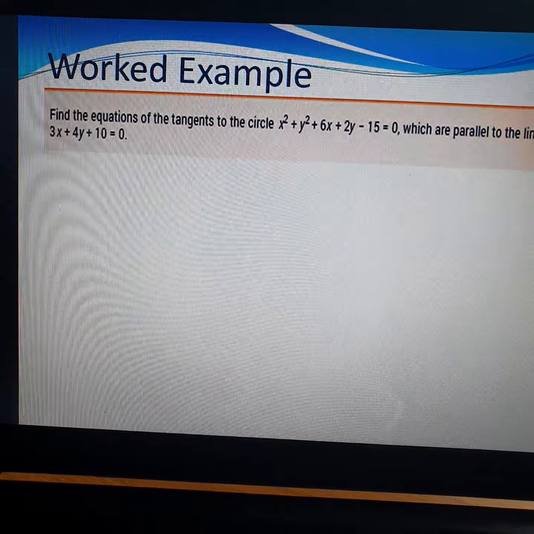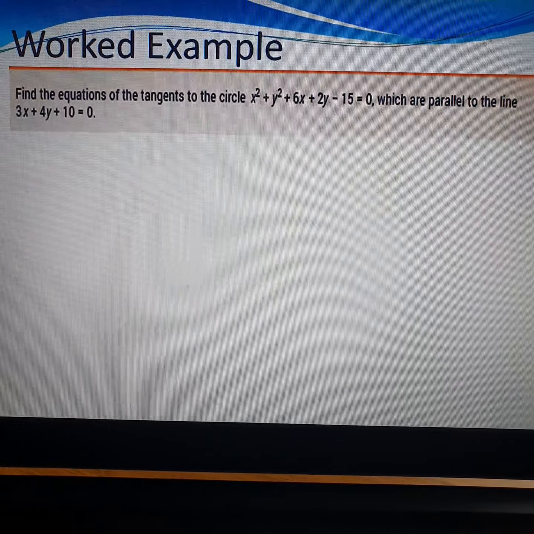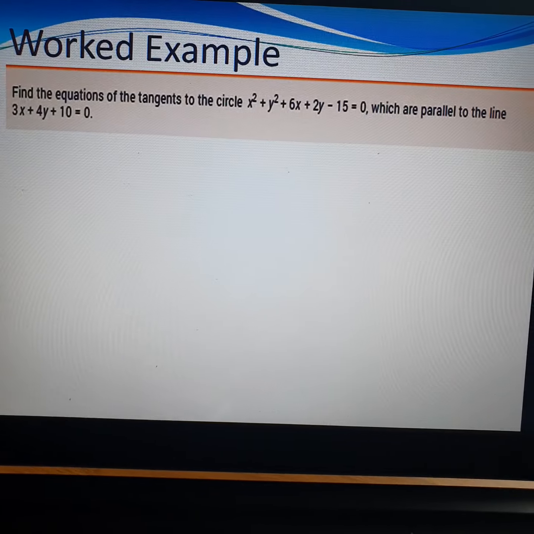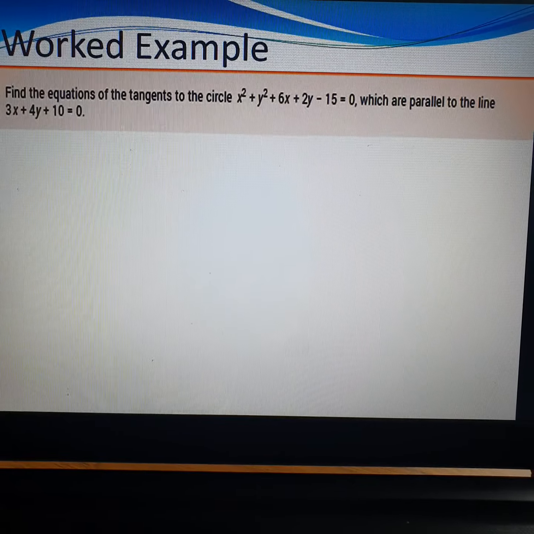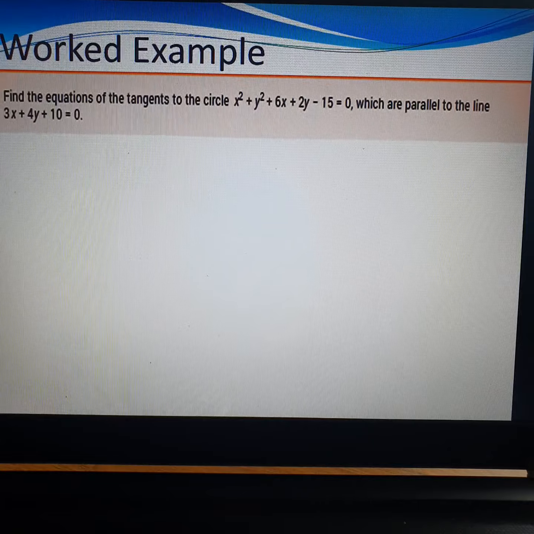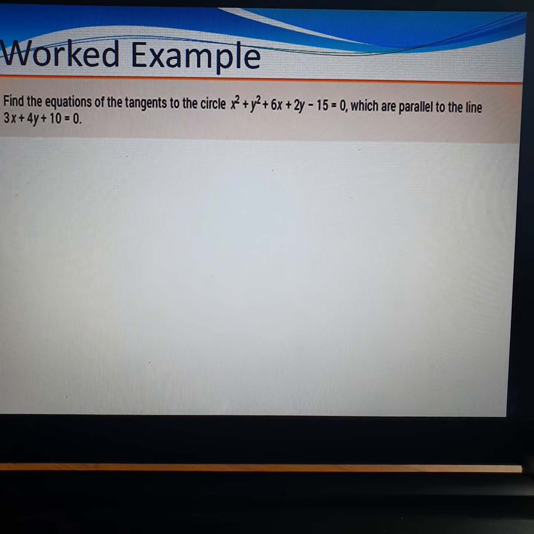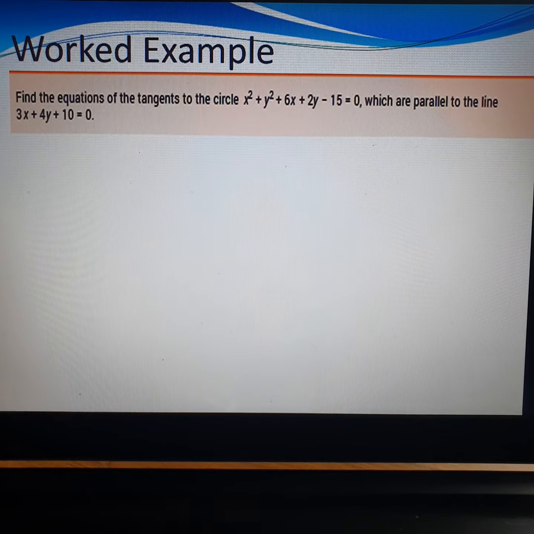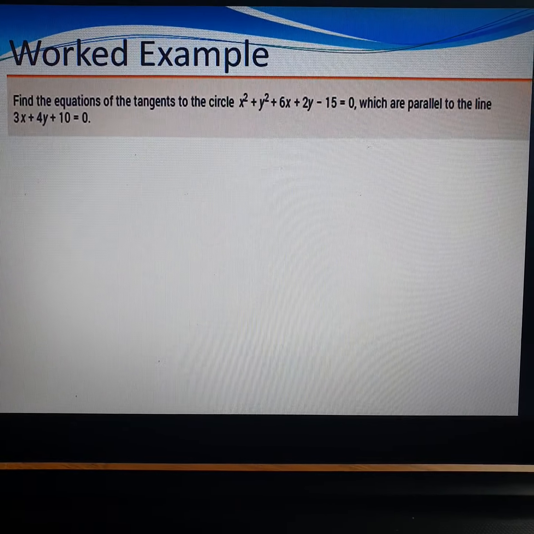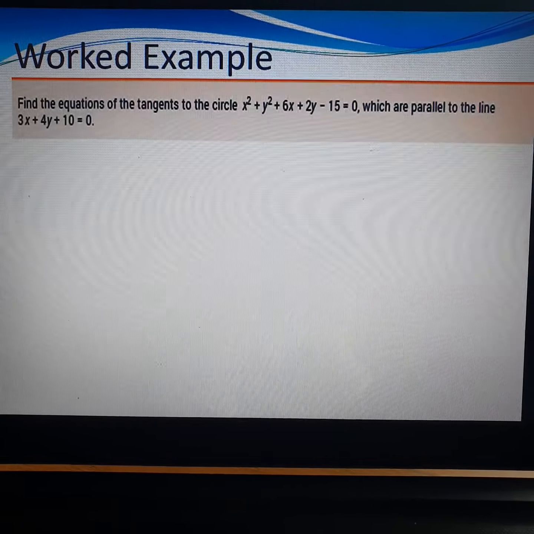Okay, so this is a worked example taken from your book, and it's similar, just with touching circles and tangents. Find the equations of the tangents to the circle x squared plus y squared plus 6x plus 2y minus 15 is equal to 0, which are parallel to the line 3x plus 4y plus 10 is equal to 0.